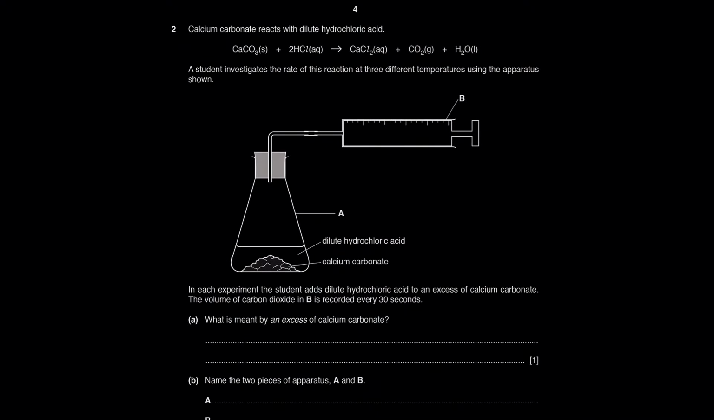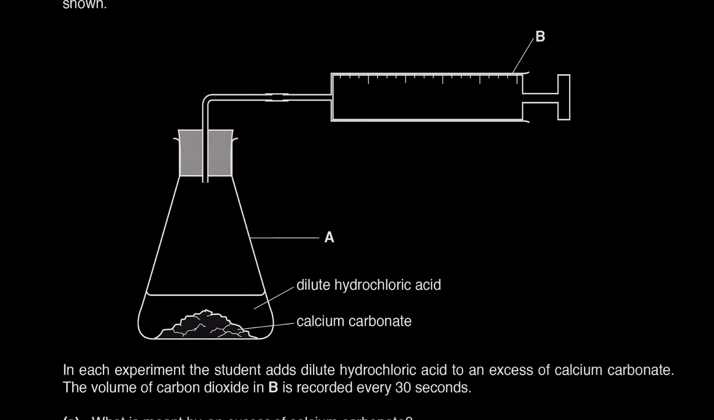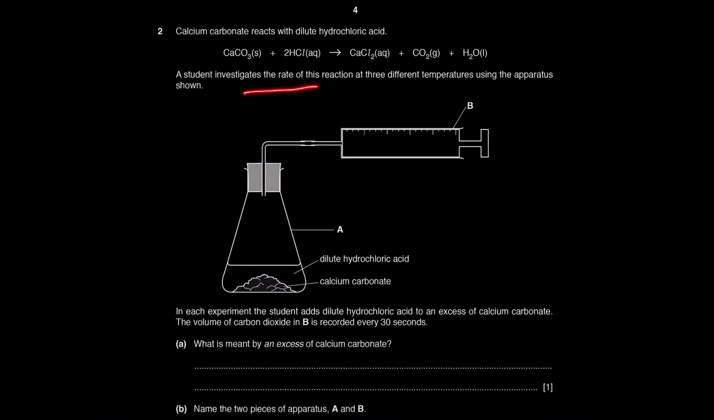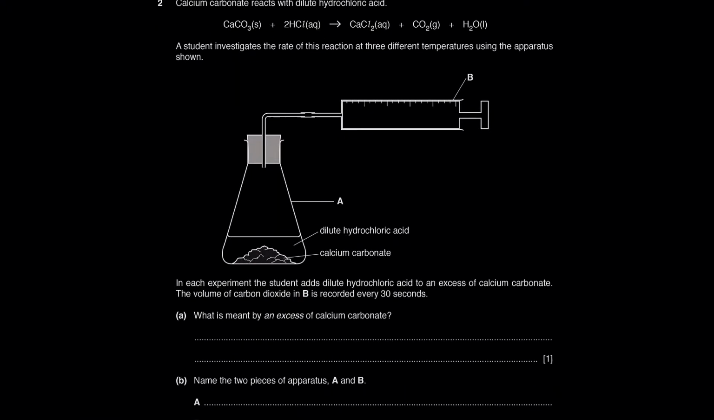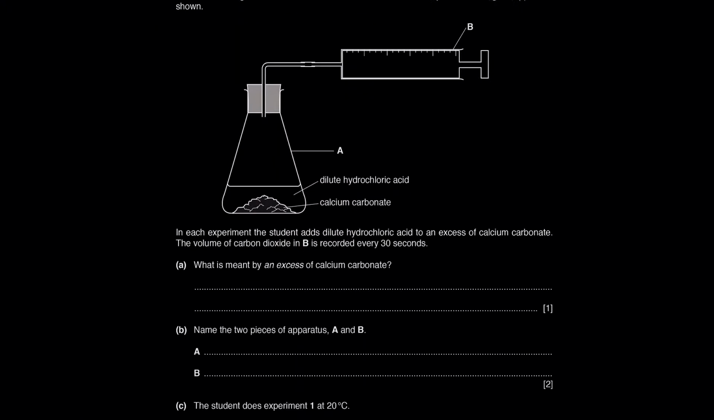Okay. Calcium carbonate, a rate question, I believe. Calcium carbonate reacts with dilute hydrochloric acid. And we've seen this equation a lot. A student investigates the rate of this reaction at 3 different temperatures using the apparatus. In the experiment, the student adds dilute hydrochloric acid to an excess of calcium carbonate. The volume of carbon dioxide in B is recorded every 30 seconds.